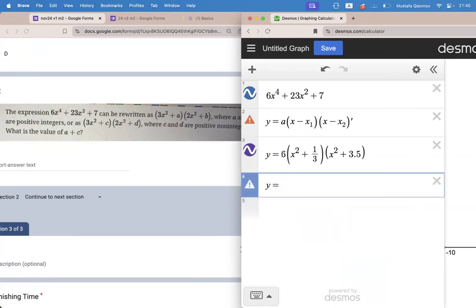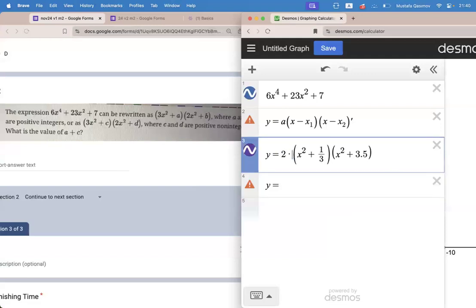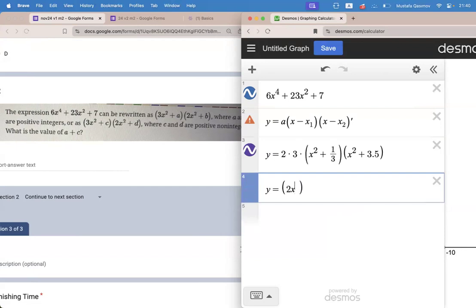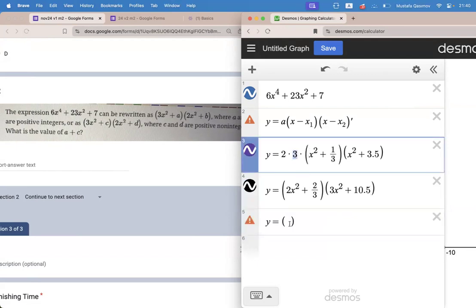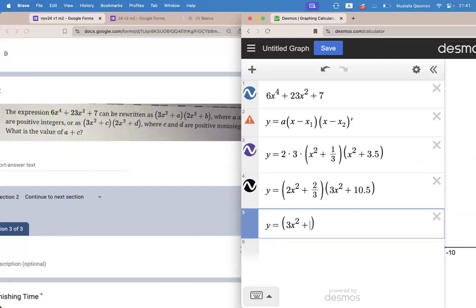Y is equal to, think of it like 2 multiplied by 3. But first multiply 2 by that one. So it will be like this: 2x squared plus 2 over 3. Then multiply by 3x squared plus 10.5. Y is equal to, now multiply 3 by the first one. It will be 3x squared plus 1 multiplied by 2x squared plus 7.